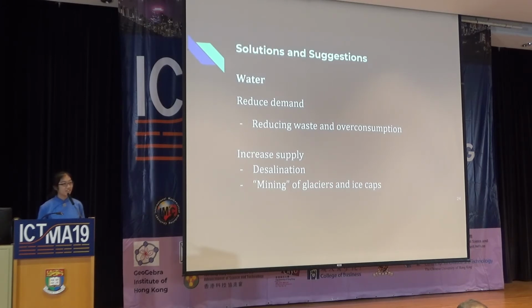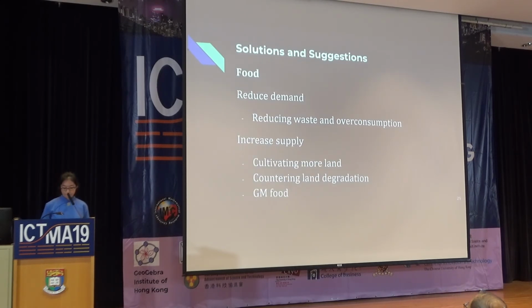Also, 900 billion gallons of domestic water is wasted due to leaking faucets. So we have to increase people's awareness of this issue so that we can tackle the problem at its roots, where there is too much waste. We can also try to increase the supply by building desalination plants and mining glaciers and ice caps. But the latter is not preferred because it's not really sustainable, and it may cause irreversible environmental consequences.